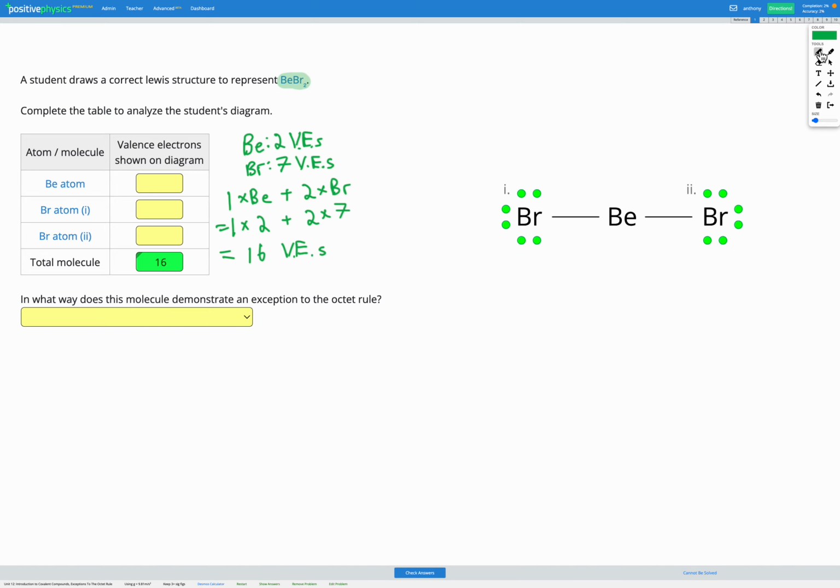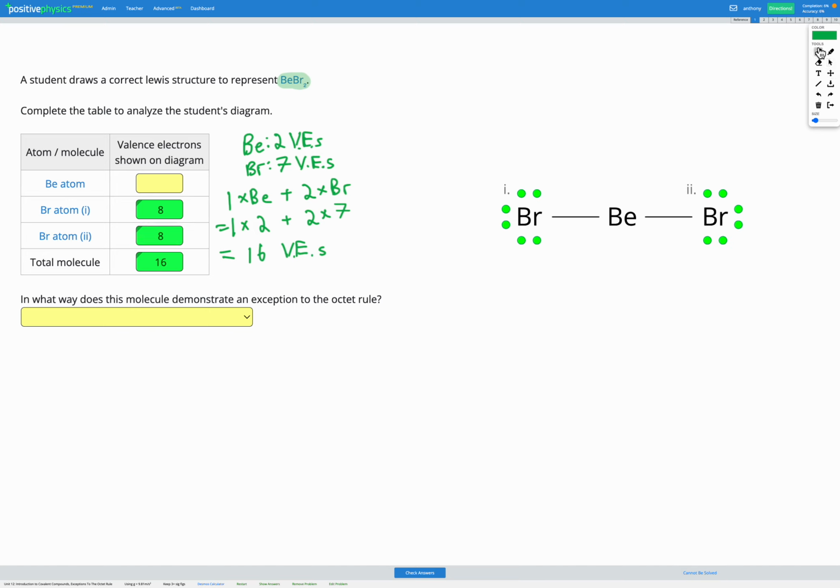Now let's look at our individual atoms. So first let's look at this bromine atom here, which is labeled bromine atom 1. Here we've got 3 lone pairs and 1 covalent bond, which each provide 2 electrons. So that's 8 electrons in total for bromine atom 1. And that makes sense. That's what we expect according to the octet rule. Bromine atom 2 is the same. We've got 3 lone pairs, 1 covalent bond. That gives a total of 8 electrons, which again is what we expect according to the octet rule.